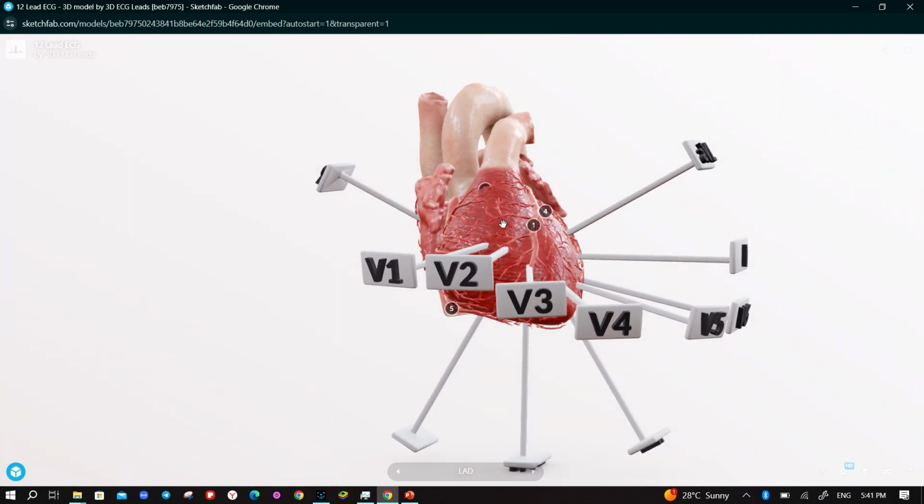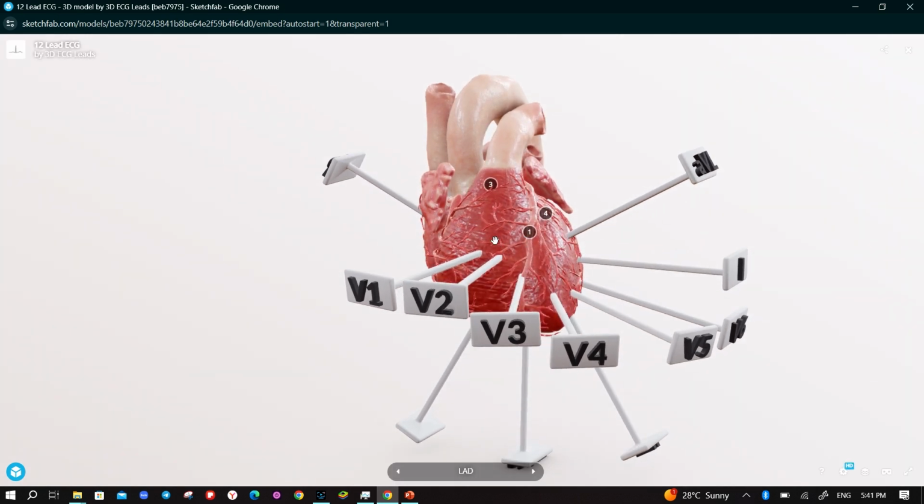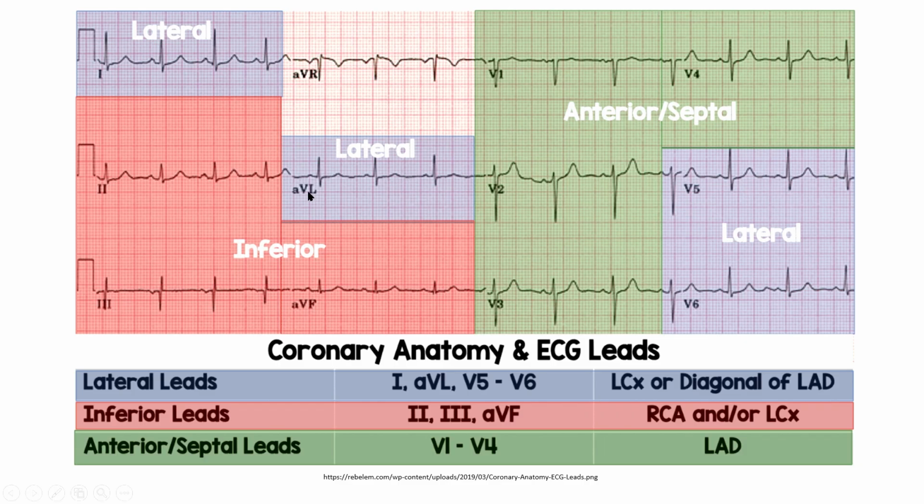And when it comes to the rest, there are some resources that say V1 to V4 look at the heart from the anterior septum, but actually we can separate V1 more to the right side of the heart and V2, V3, V4 more to the anterior septum, and we will see why in just a minute. And now, let's make one summary again. Lateral leads: lead 1, AVL, V5, V6. Inferior leads: lead 2, 3, AVF. Anterior septal leads: V1 to V4, but as we said, V1 is more of the right side.